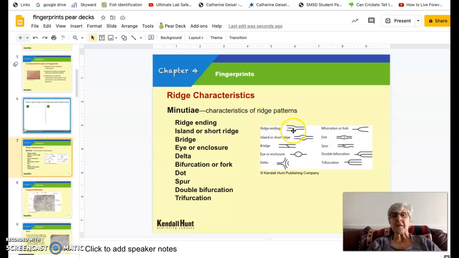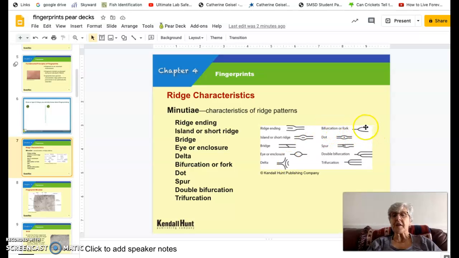A ridge ending is a line like that that does not connect to anything. An island or a short ridge is a line like that, but it is surrounded by an oval on both sides. This one here is a bridge. An eye or an enclosure looks like that. A delta is that there, so it's where the circular part in the center of either a loop or a whorl meets the lines coming in from the side. So a loop has one delta, a whorl has two deltas.